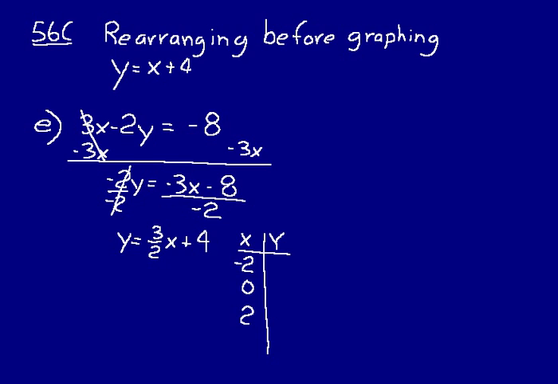So now I've got negative 2. Let's figure out what the corresponding value for y would be. 3/2 times negative 2, that would be a negative 3, plus 4 is equal to 1. So when x is negative 2, y is 1. When x is 0, y is 4. And then when x is 2, I'd have 3/2 times 2, which would just be 3, plus 4 is 7.